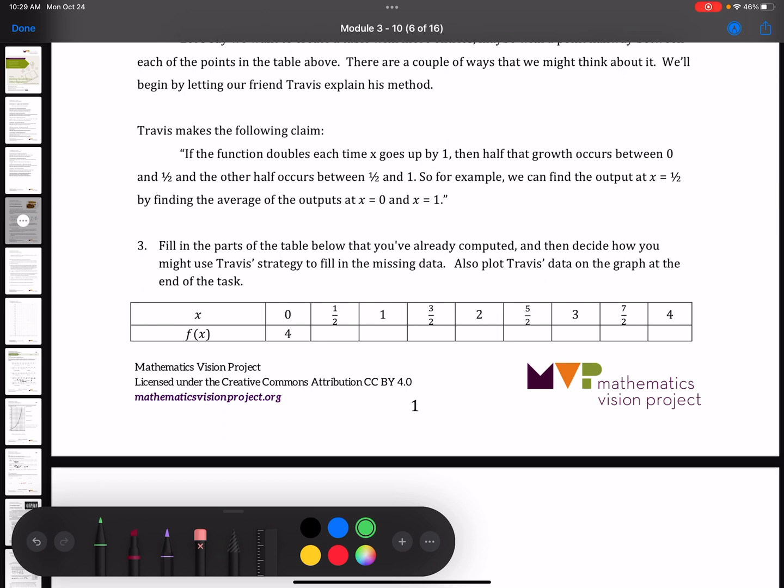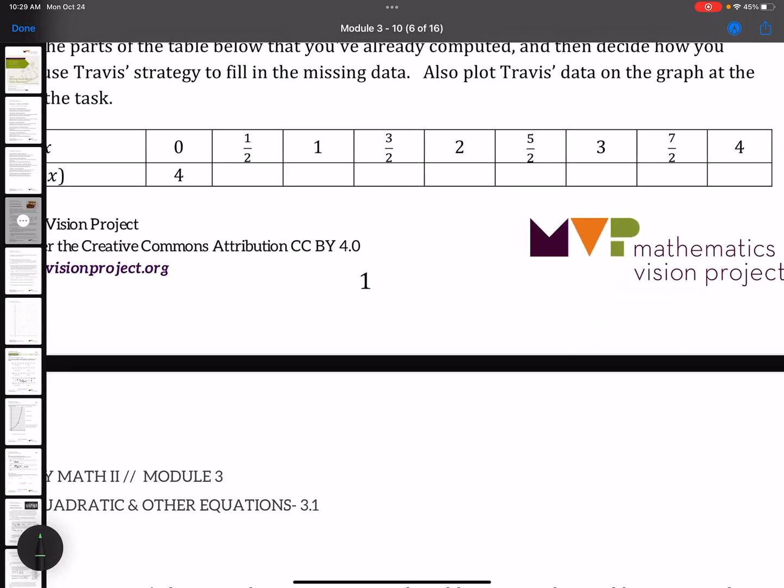It says fill in the parts of the table that we've already computed, then decide how we might use Travis's strategy to fill in the missing data, and then we'll also plot Travis's data on the graph at the end of the task. So we've already filled in which values? 1, 2, 3, and 4. So let's just go ahead and fill those ones that we've already computed.